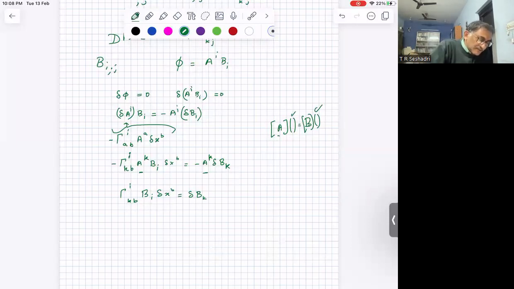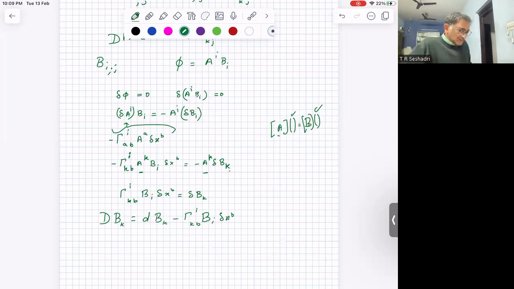See the difference? When I have the coordinate change in the covariant vector, there is a change in minus sign. And now as before, I will say that the physical change in B_k, which is δB_k, will be equal to dB_k minus Γ^i_{kb} B_i δx^b. So now I'm going to subtract it out. Since there is no minus sign here, there's a minus sign which comes here.